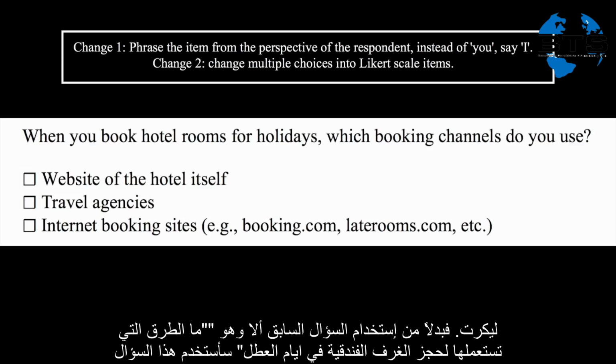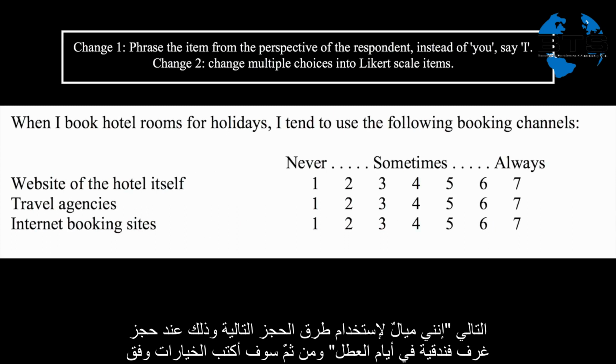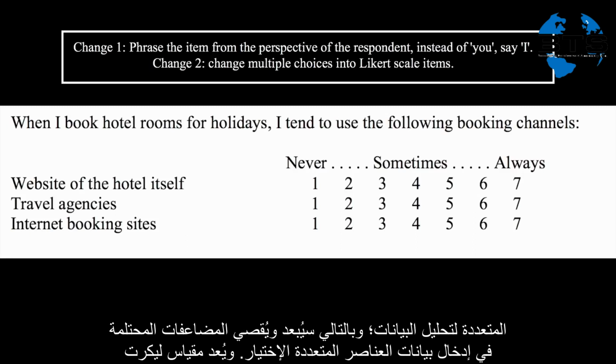So instead of saying, when you book hotel rooms for your holidays, which booking channels do you use? I would say, when I book hotel rooms for my holidays, I tend to use the following booking channels. And then I will list out the different options, each with a Likert scale. In this way, not only do we collect data with more gradations and hopefully more accuracy, this also offers more possibilities in data analyses, and this eliminates potential complications and difficulties in entering multiple choice item data.